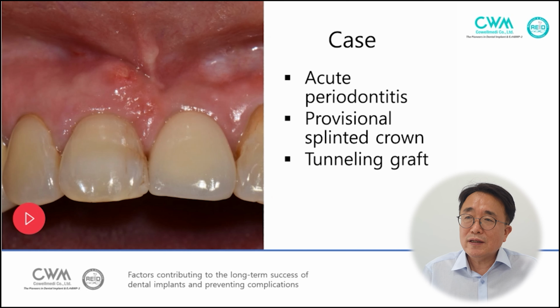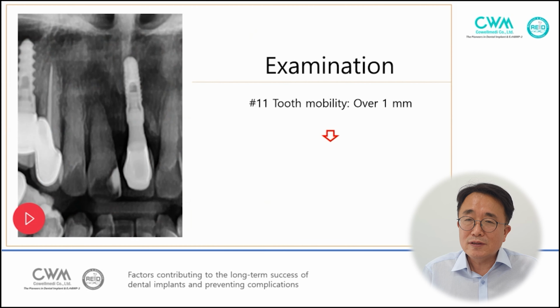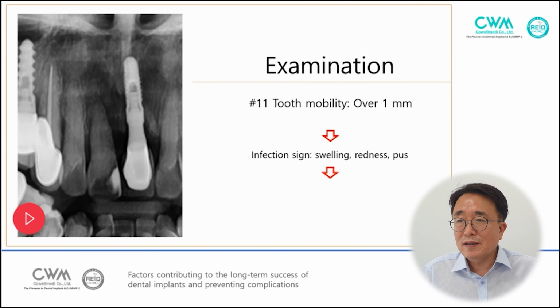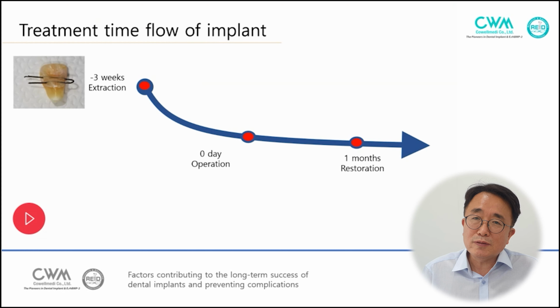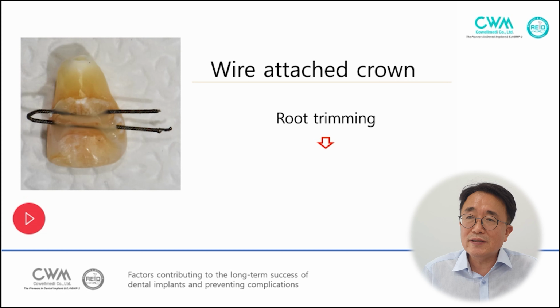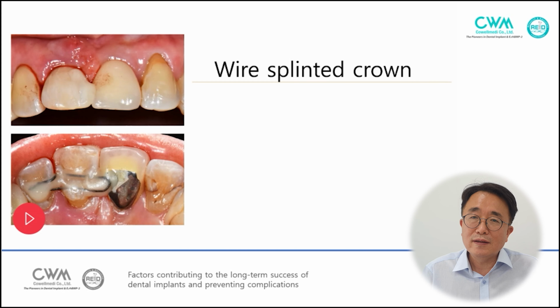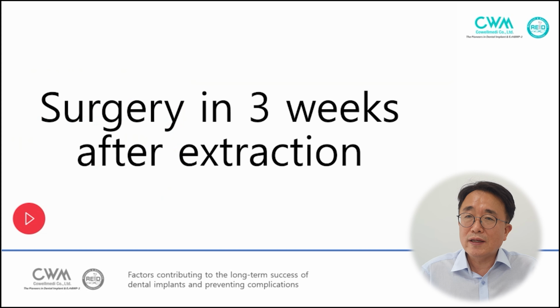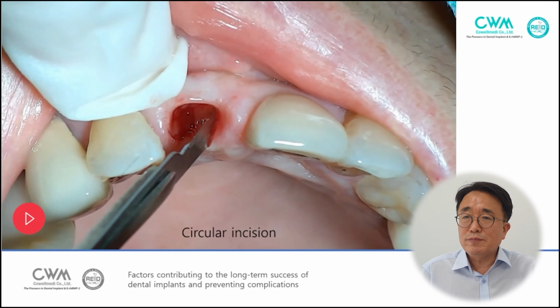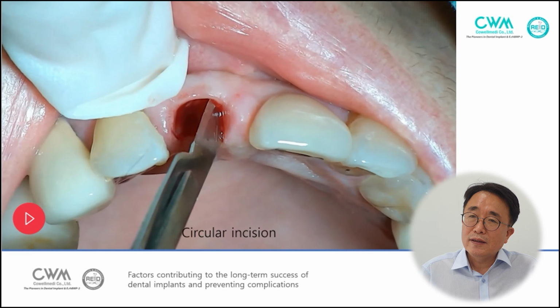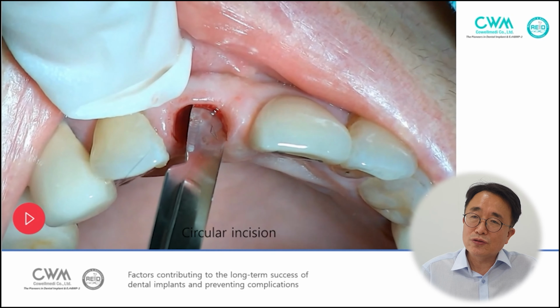Case: this patient has acute peri-implantitis. So number 11 was extracted, and the extracted tooth is splinted with a wire. A wire is attached to the crown, and the root is dissected, and this is splinted with the adjacent tooth, and after 3 weeks, the gingival contour is preserved by the splinted natural tooth.